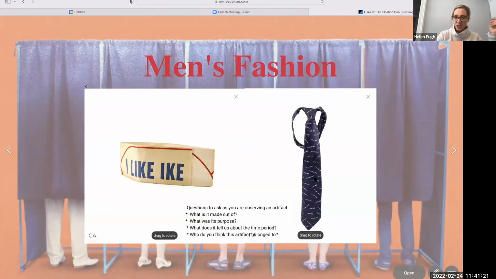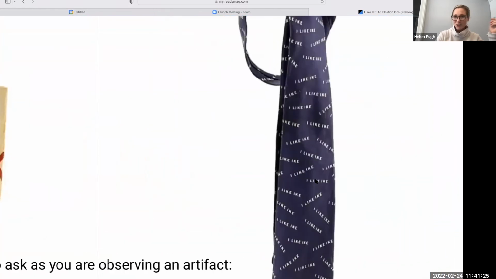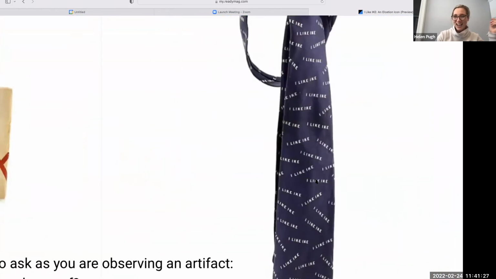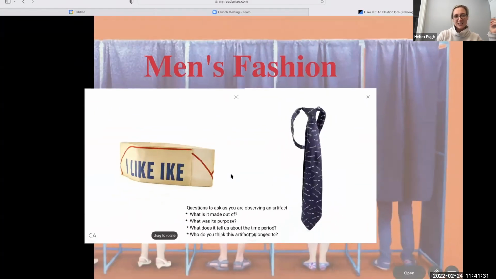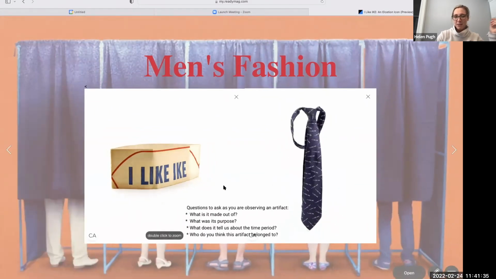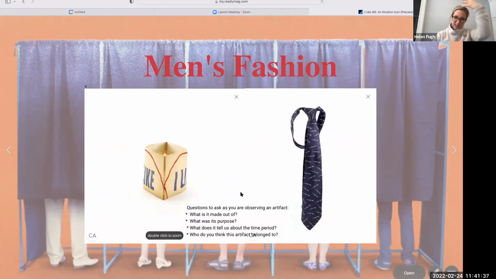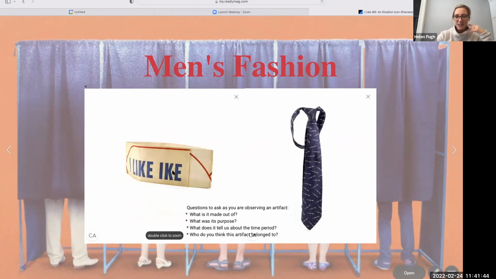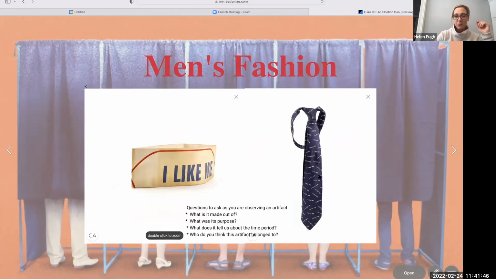Now here's some men's fashion. Let's see if I can zoom in on that one. There's our slogan, even on a tie. And then this is going to be a hat. It's a paper hat that opens up and sits up on your head. Again, these would be worn at rallies. They would be used to show support for Eisenhower, the candidate.